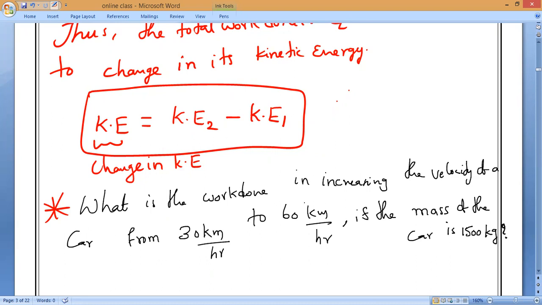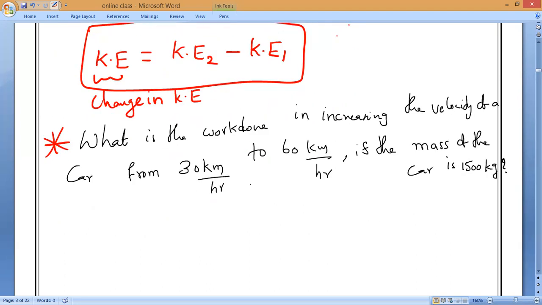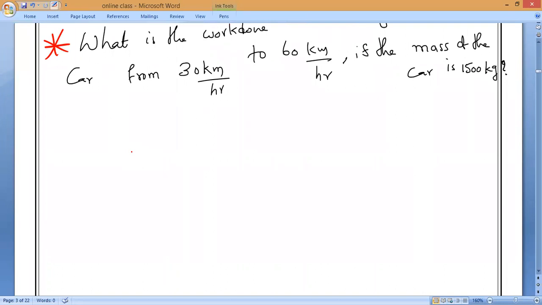One more thing you must remember, everybody. What is the thing before going to substitution? We have to convert kilometer per hour to meter per second. That is mandatory. You all need to multiply by 5 by 18. So write it neatly.